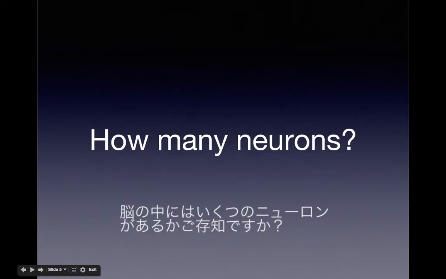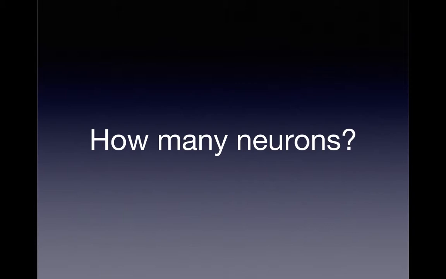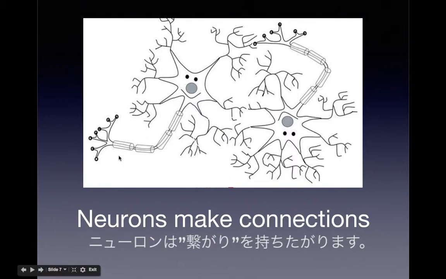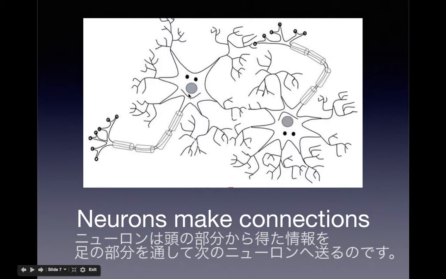So how many neurons are there in your brain? 1,000, 10,000, 1 million? In fact, there are about 100 billion neurons in your brain. And these neurons make connections. So again, here's the head, and they're making a connection. The head's making a connection with the other neurons' feet.